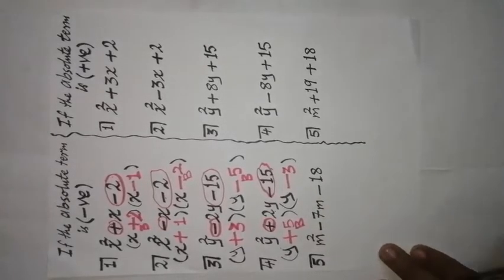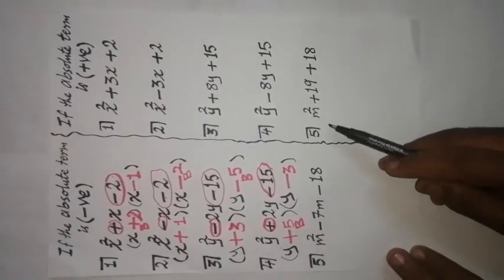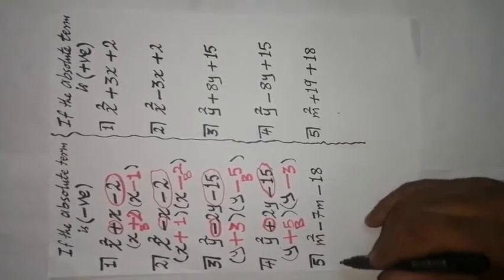Now number 5. M squared m number, d squared d number. This is a second degree equation, so you open your brackets.